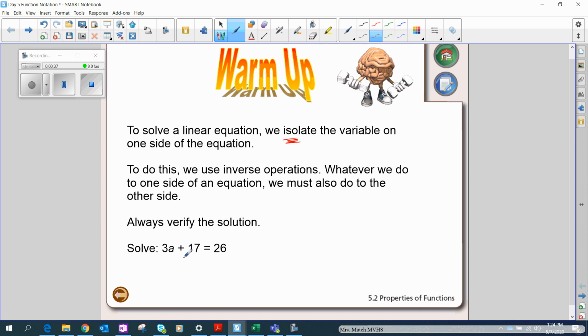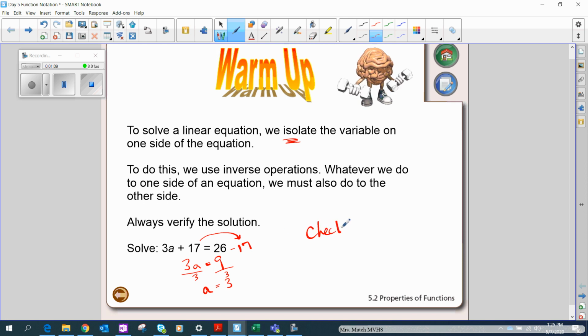So here I want to solve for a. I need to isolate a. That means I'm going to get a all by itself. I'm going to bring everything else over to the other side. So we do the opposite operation. So this is a plus 17. To bring it over to the other side, we take away 17. So I get 3a is equal to 9. And then the opposite of multiplying, because this is 3 times a, so to get rid of multiplying, I would have to divide both sides by 3.